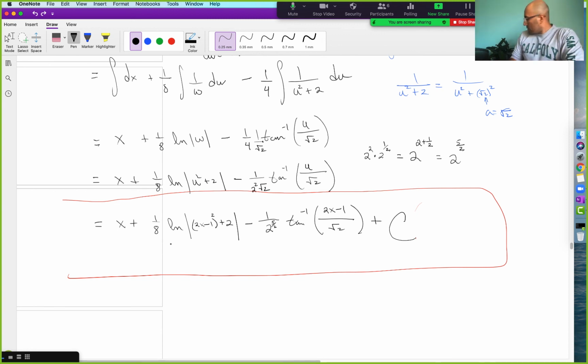Good. So what was the original question? This is the integral of 4x squared minus 3x plus 2, divided by 4x squared minus 4x plus 3, dx. And that's our answer.